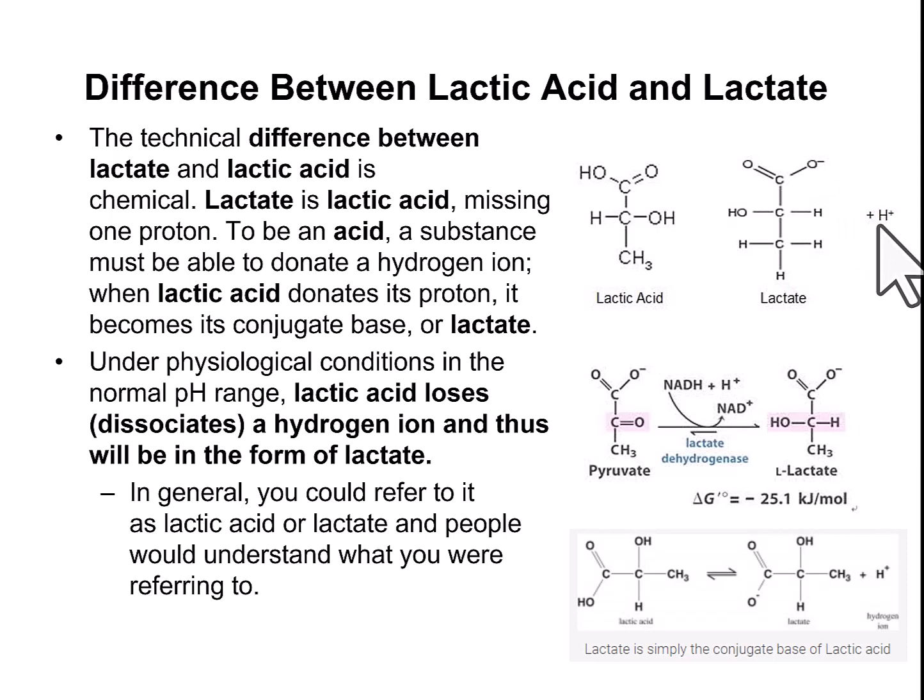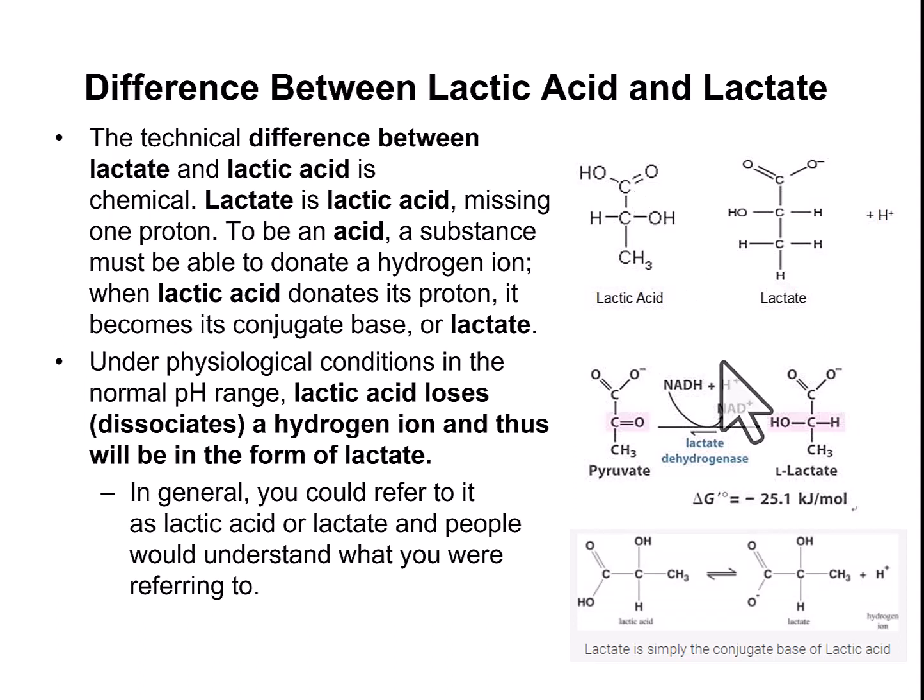Remember, an acid is a substance that's able to donate a hydrogen ion. So lactic acid has this hydrogen ion here that can dissociate or be donated to another molecule. It releases a hydrogen ion. Once it donates its hydrogen ion, it becomes lactate. Lactate is the conjugate base of lactic acid. So lactate is a base. And remember, the definition of a base is that it can accept or bind onto hydrogen ions or protons. So lactate can bind onto this hydrogen ion and become lactic acid again.